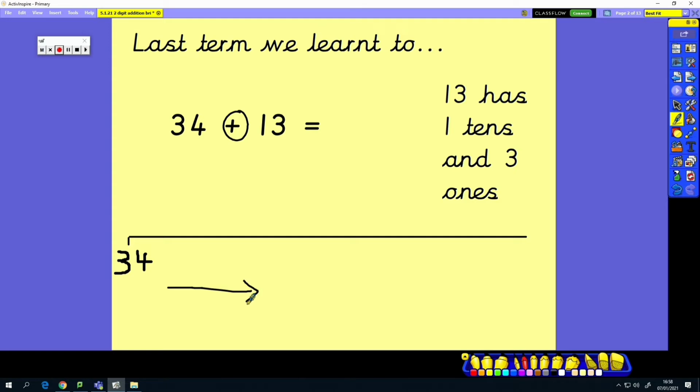So let's read the calculation. We have got 34 add 13 equals. We need to look at that second number because that's the number we are going to be adding in this calculation. 13 is 1 ten and 3 ones. So we're going to start by adding our tens first. We're going to add 1 ten to 34. We're going to do one jump of 10, which we know is going to take us to 44. Now we need to add our ones. So we're going to add 3 ones.